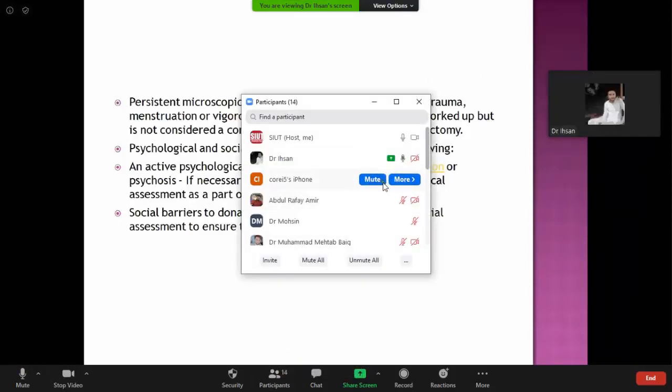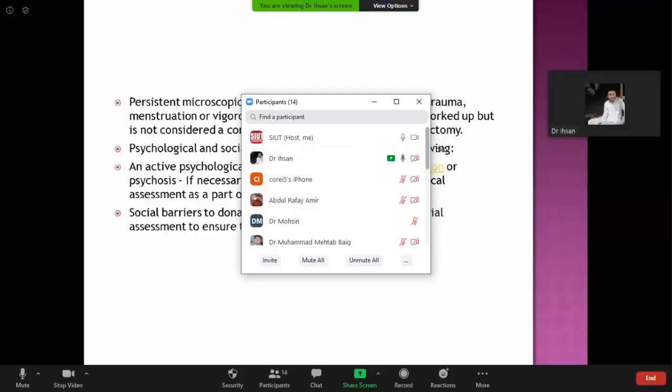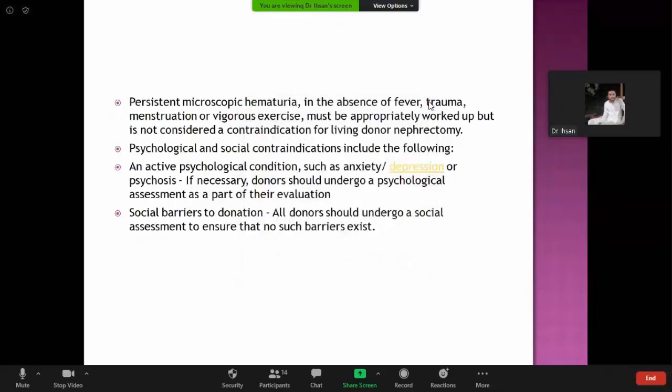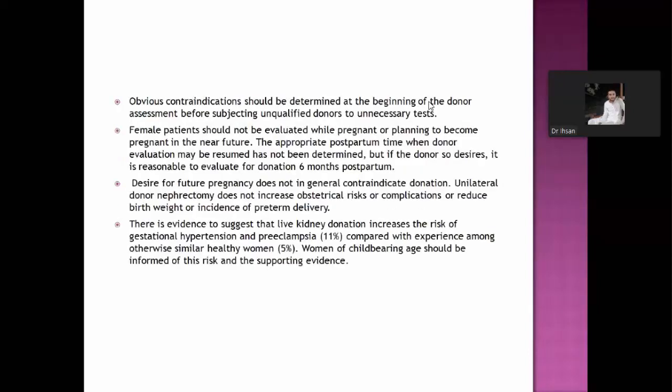Psychological and social contraindications include the following. Inactive psychological conditions such as anxiety, depression, or psychosis. If necessary, donor should undergo a psychological assessment as a part of their evaluation. Social barrier to donation. All donors should undergo a social assessment to ensure that no such barrier exists as described in the field. Obvious contraindications should be determined at the beginning of the donor assessment before subjecting unqualified donors to unnecessary tests.